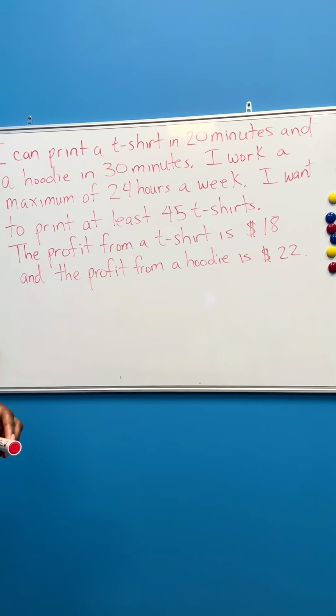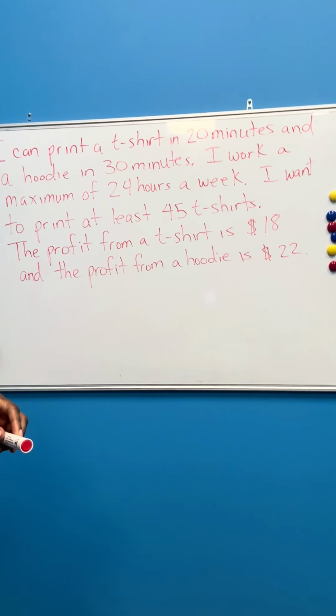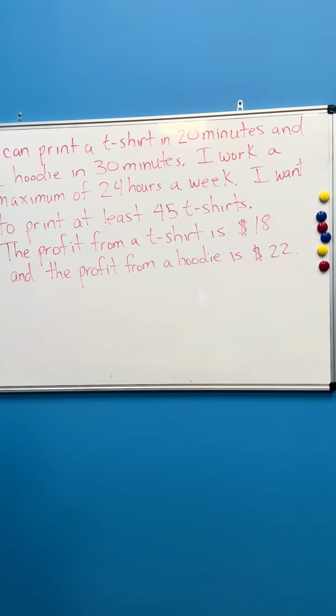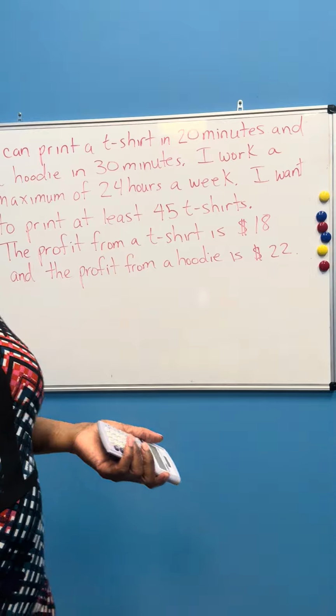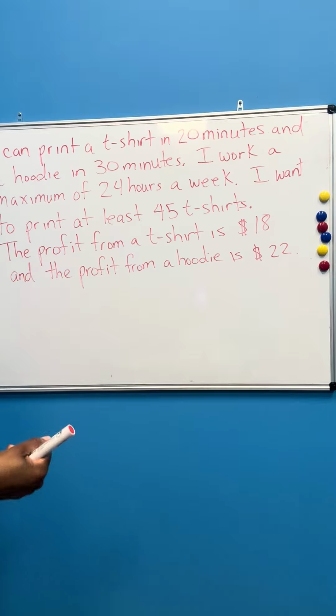It says, I can print a t-shirt in 20 minutes and a hoodie in 30 minutes. I work a maximum of 24 hours a week, and I want to print at least 45 t-shirts. The profit from a t-shirt is $18 and the profit from a hoodie is $22. And basically the question is, what is the maximum amount of t-shirts and hoodies that I can print to maximize my profit? So that's how these problems always work.